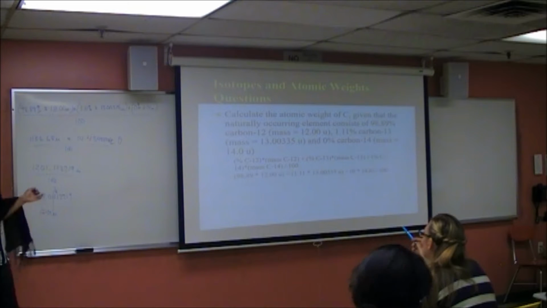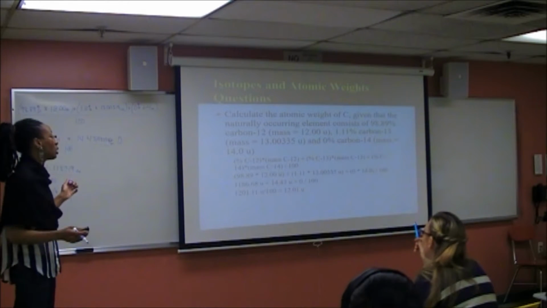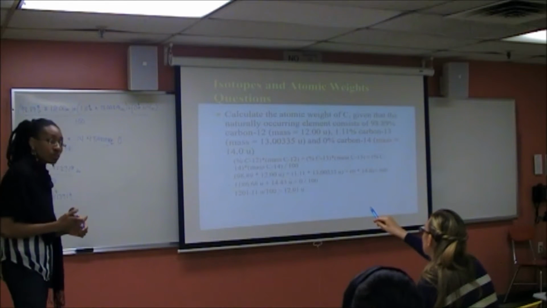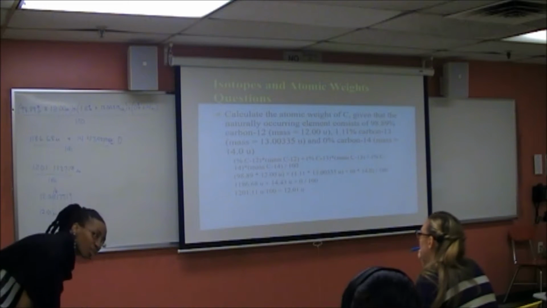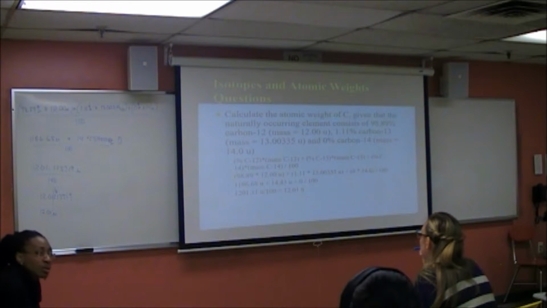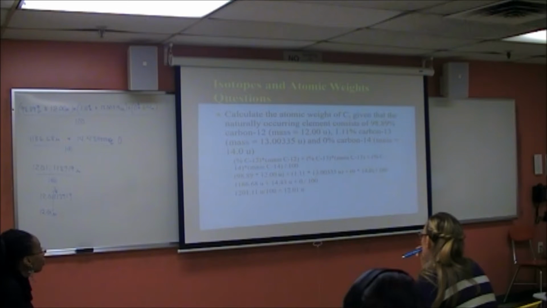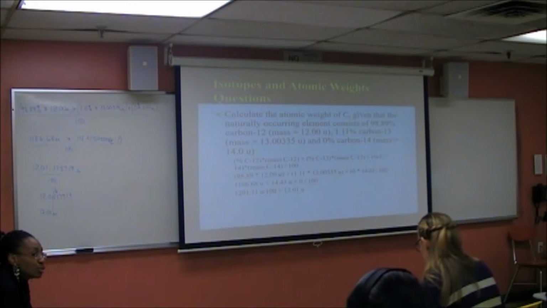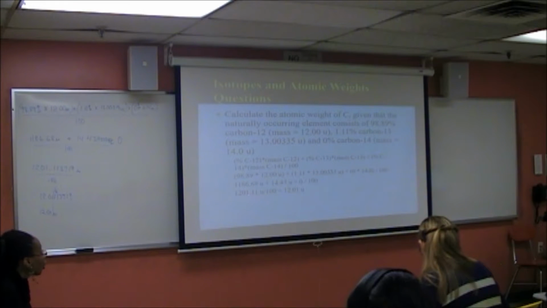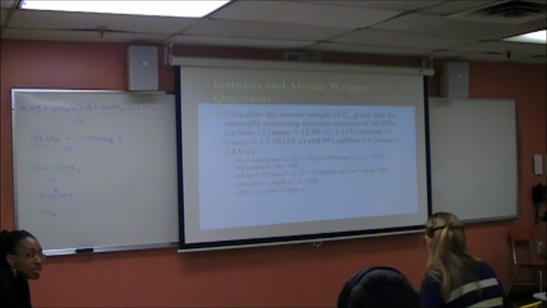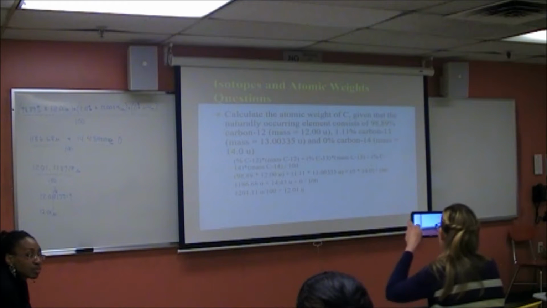Wait, what is the original question asking? Why is it 12.00? Because it's the original carbon you're looking at, and we're using that one to show the significant figures. Okay. So as compared to the atomic mass on the periodic table, your calculation, what does it say on the periodic table?